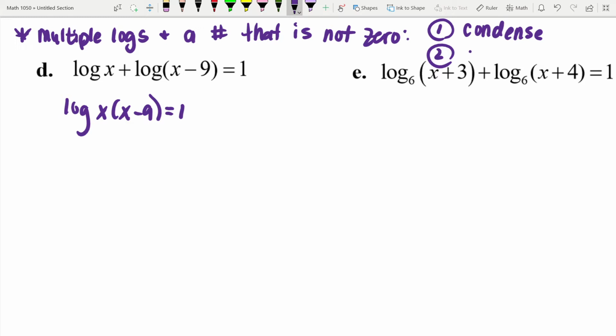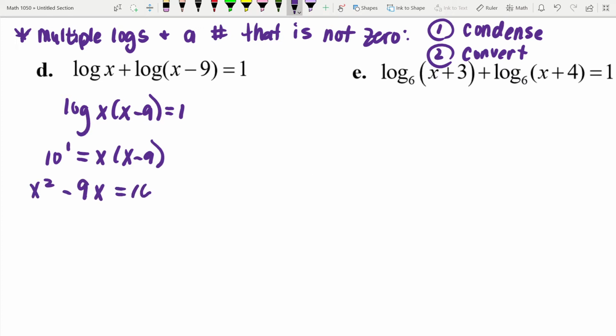Convert. Why did you say convert, Abigail? You're exactly right, honey. Because we're stuck. That's the easiest way to say it. Beautiful, honey. This is log base 10. So this is 10 to the first equals x times x minus 9. Look at that equation. What would you do? What do? You're exactly right. Distribute. You get x to the second minus 9x equals 10.